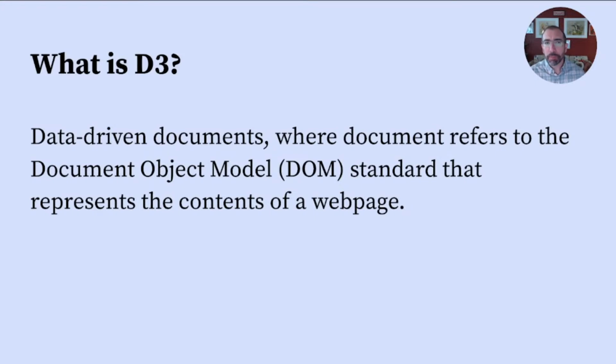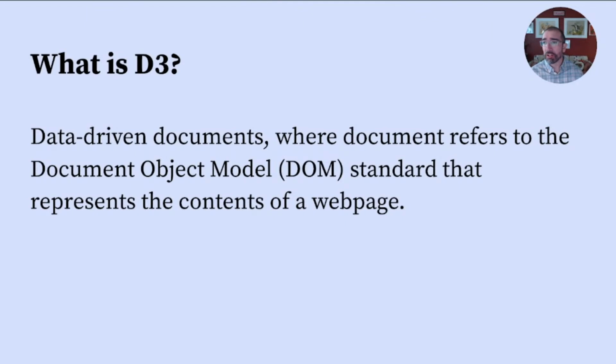So what does that mean? Data-driven documents, where documents refers to the document object model, the DOM standard, that represents the content of a web page. Okay, so what we're saying here is that web pages are built out of documents, right? So when you're going to a website, you're actually viewing a document, really. If you inspect the code for a website, you're just going to find a document there, and often it's going to be an HTML document, right? You can go through that and see how the whole thing is built. And the browser is basically going to render that document. It's going to understand what that document's code means and show it to you in this visual way.